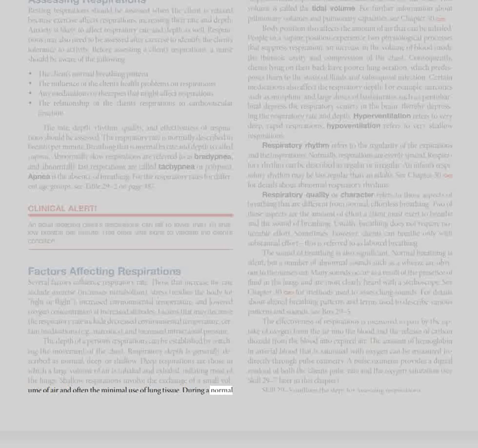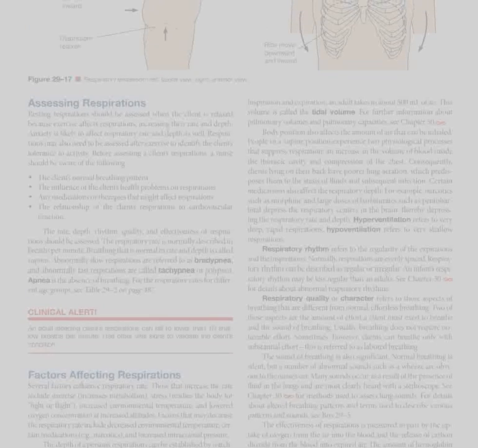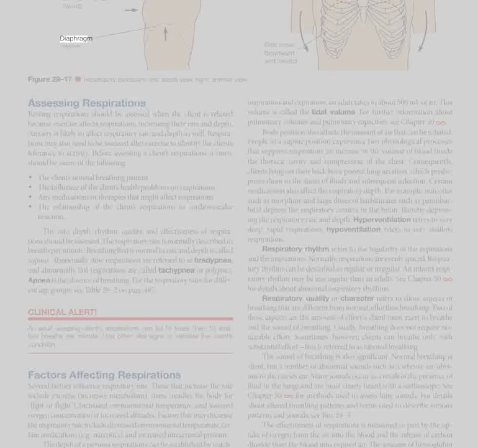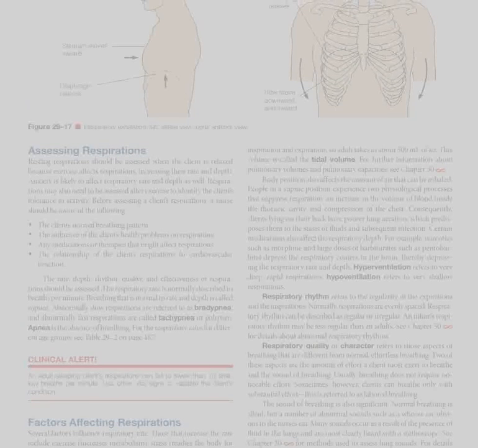During a normal respiratory exhalation, the sternum moves inward. The diaphragm relaxes. The ribs move downward and inward. Figure 29-17, respiratory exhalation, left, lateral view, right, anterior view.